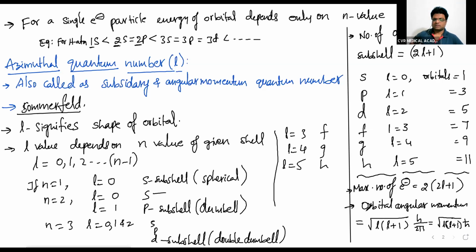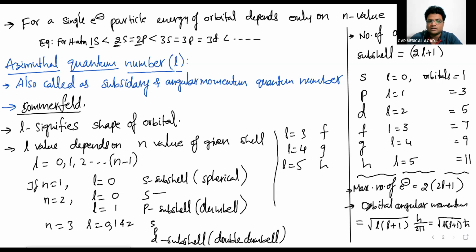So what is this orbital angular momentum? For a given orbit, it is calculated by nh by 2 pi. But for an electron in a given orbital, the angular momentum is equal to root over L into L plus 1 h by 2 pi. Know the difference. That means the orbital angular momentum for s orbital will be equal to how much?